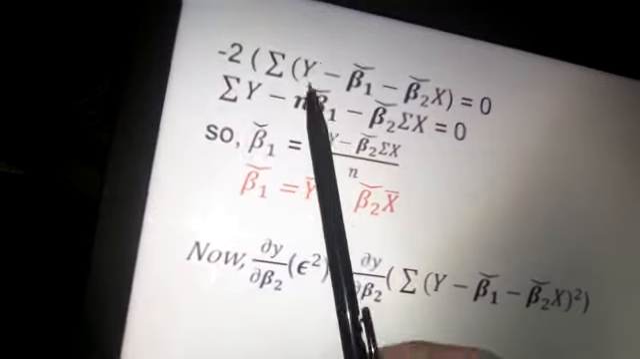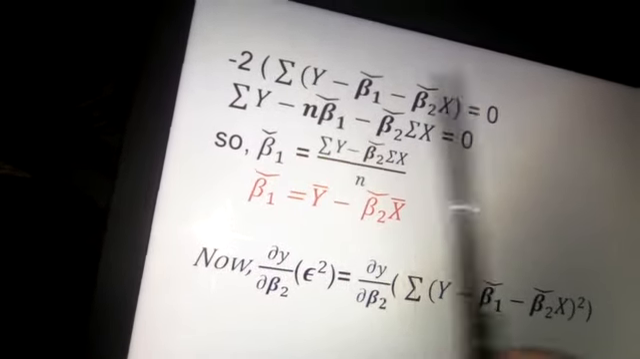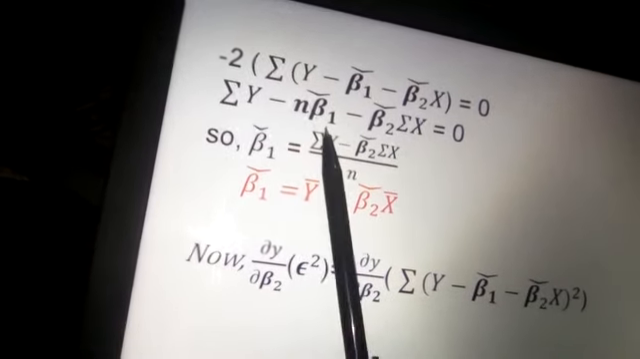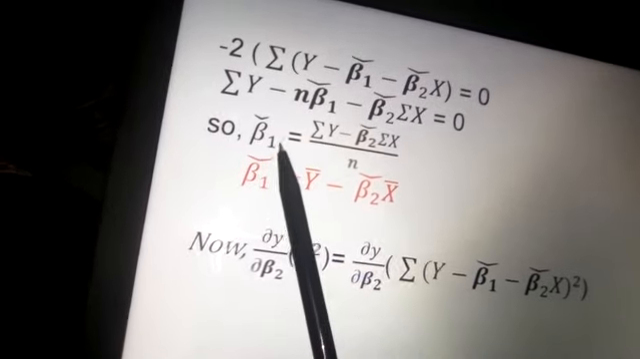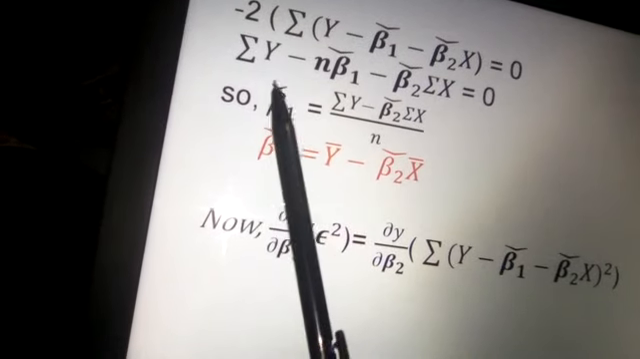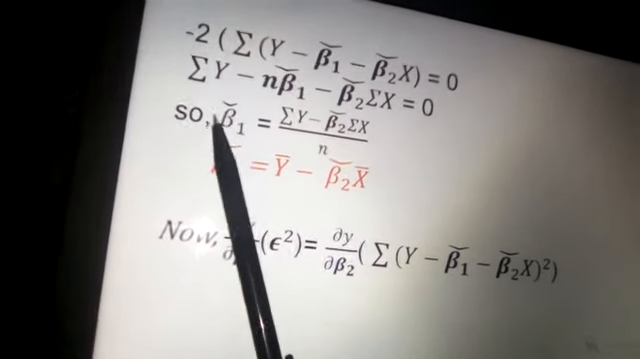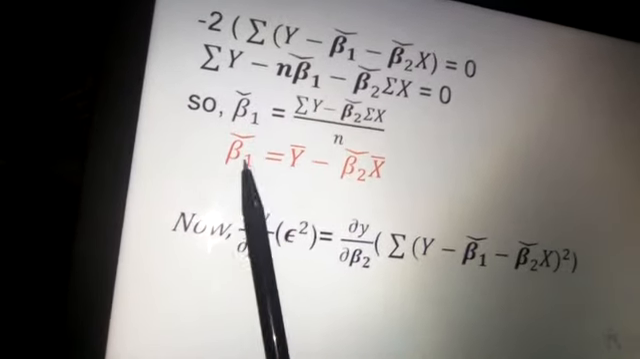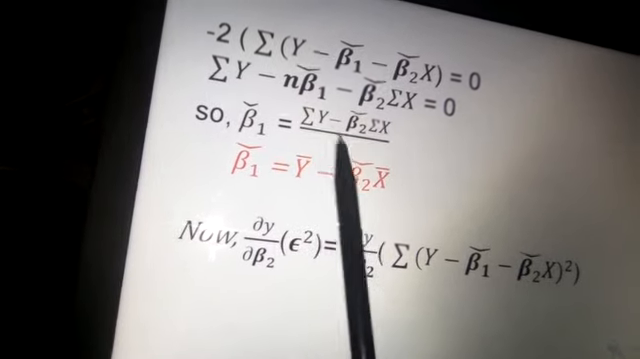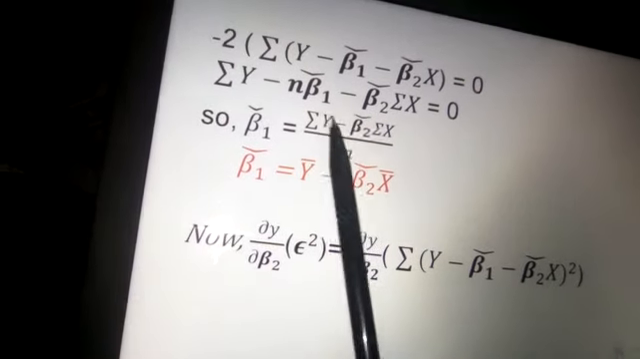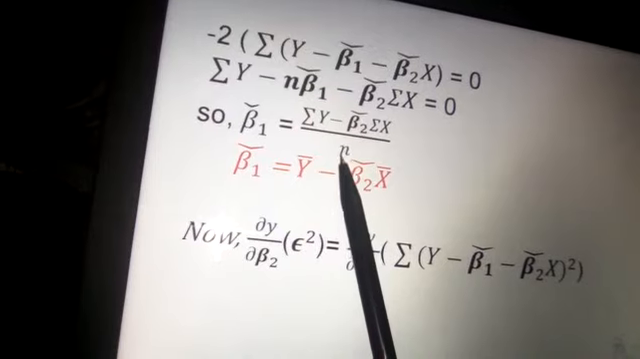How will you solve it? You can take the value of beta 1 to the other side and solve it for beta 1, and the value of beta 1 will be beta 1 hat. And why are we writing the hat here? Because it is the estimated value of beta 1. Alright, beta 1 would be this one: summation y divided by n, summation x divided by n.